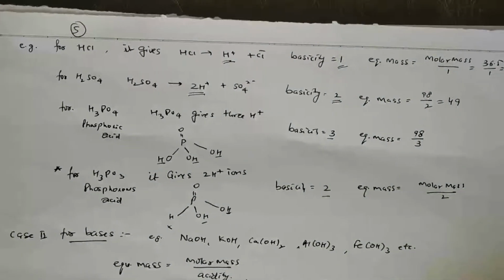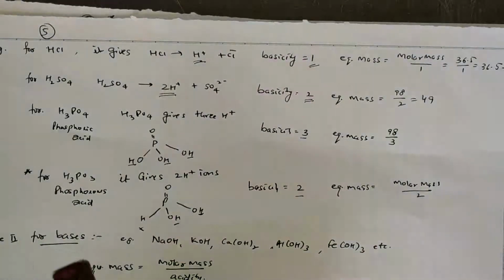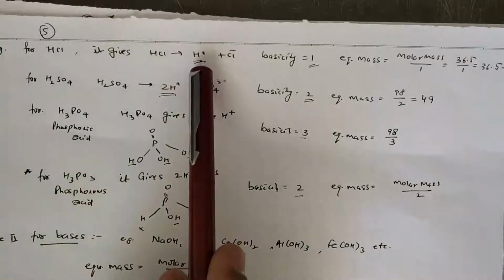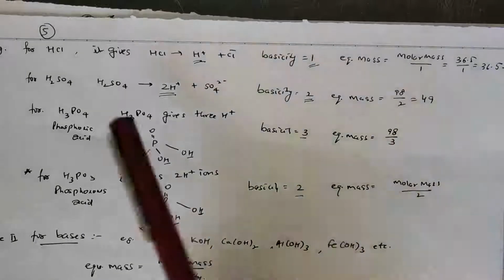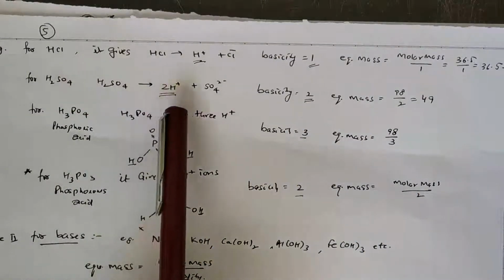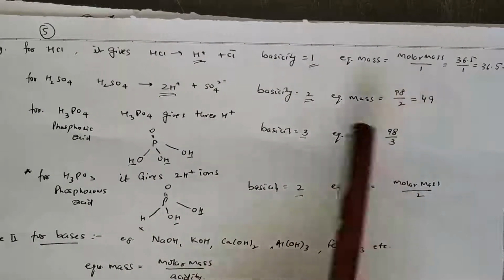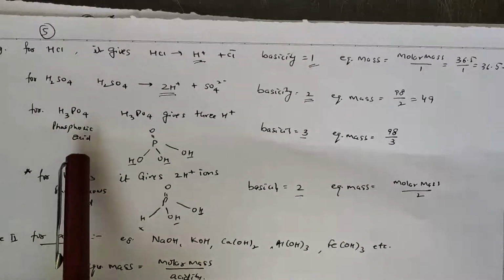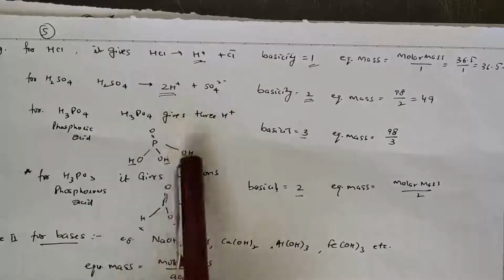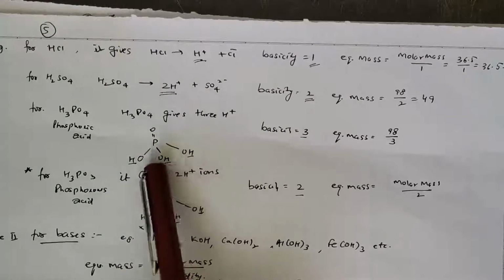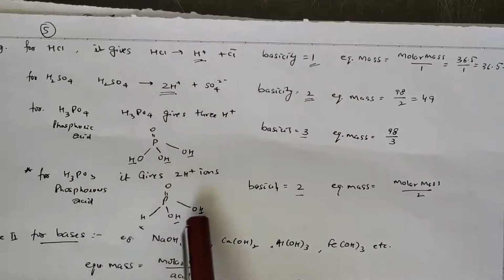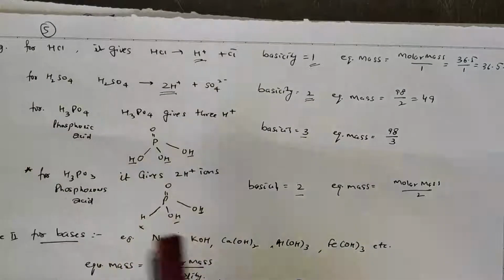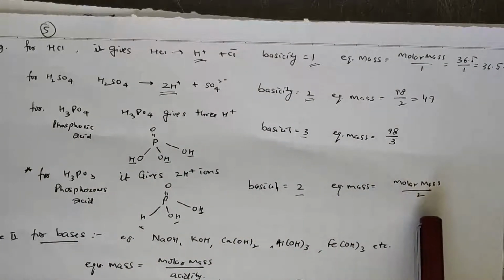Here are some examples. The first example is HCl. It gives 1 H positive ion, so basicity is 1, so the equivalent mass is 36.5. For sulfuric acid, it gives 2 H positive ions, basicity is 2, so divide by 2. For phosphoric acid, it gives 3 H positive; this is the structure, so 1, 2, 3, these are the 3 ionizable hydrogens, you divide by 3. Phosphorous acid, according to the structure, has only 2 hydrogens which are ionizable, so its basicity is 2, this is very important. Equivalent mass is molar mass by 2.